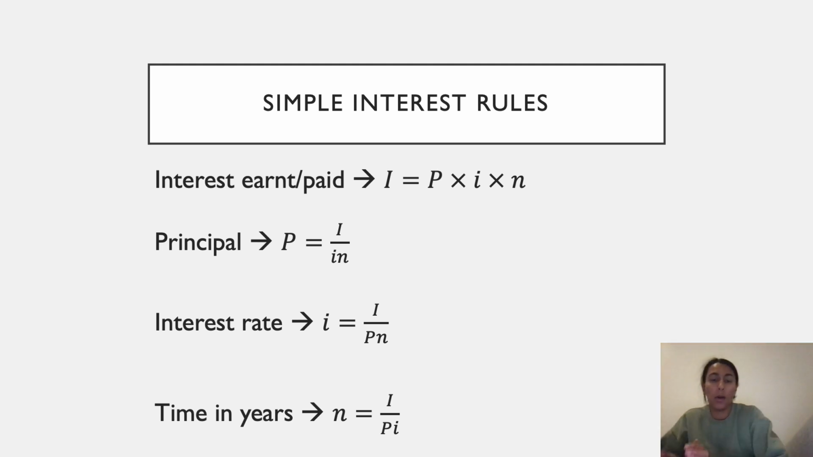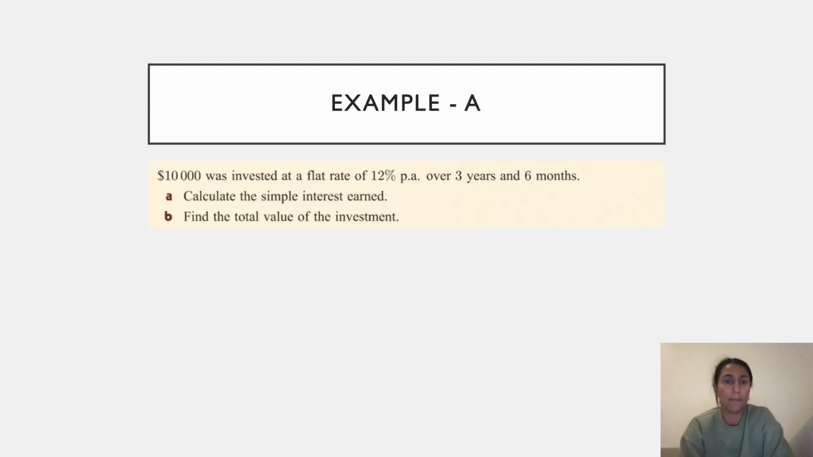So now I'm going to go through and do an example using each of these variations. So I'll do four examples. I'll do one example, pause and get you to do some questions, then do another, pause, and so on. All right, so let's do example A.